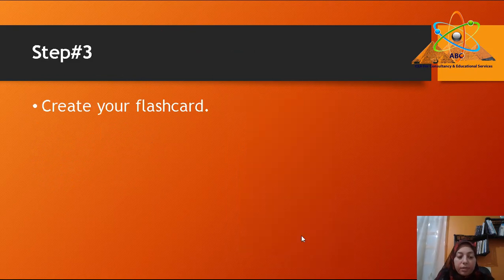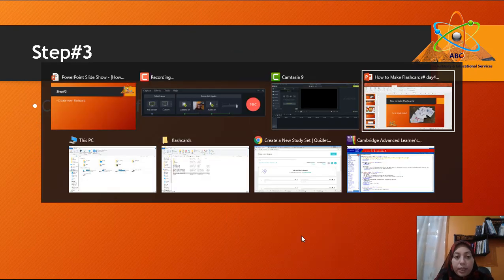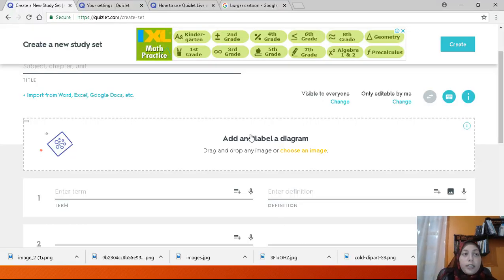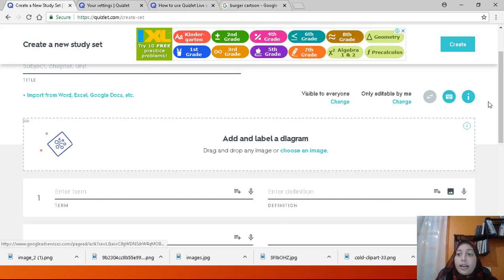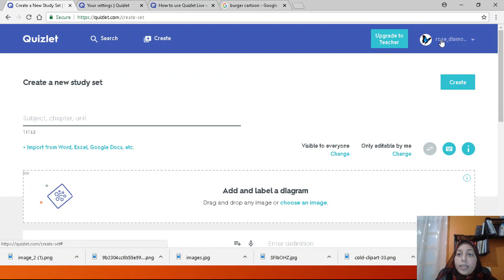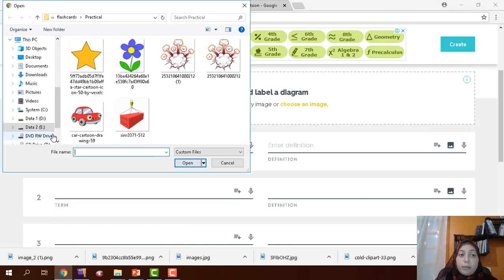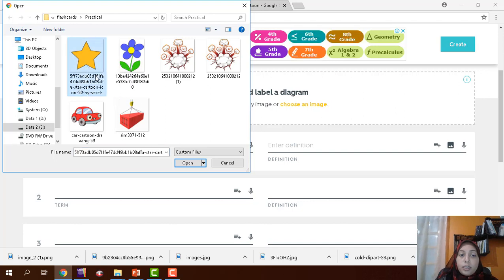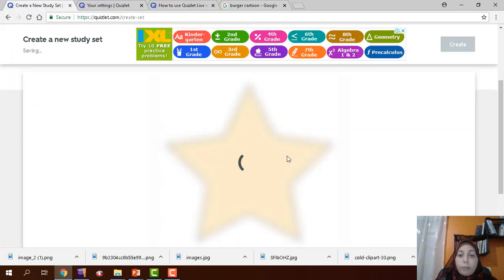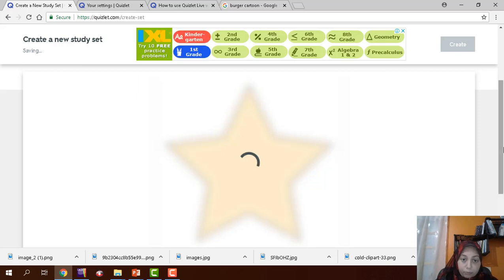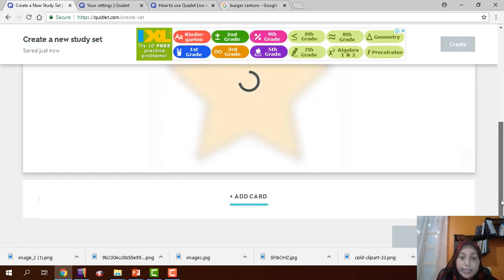Before starting on the tips, I'm going to show you here how to make flashcards. This is Quizlet, as you see here. This is the Quizlet website. I have already signed in with my email. I didn't use the upgraded account that is paid for with money. What you are going to do is to add a label here. Just click, pick your picture, a star for example. So you now have the picture of a star. I want to add a label.